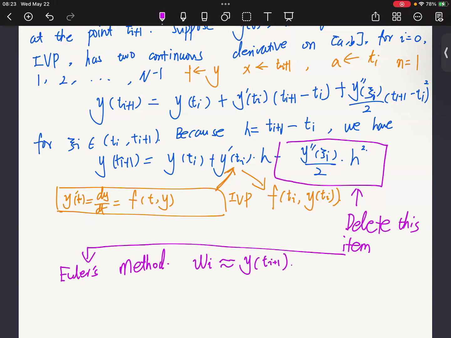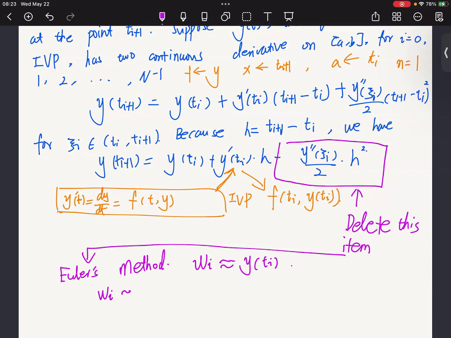And then the w_i satisfies the following: w_i is just the approximation of y evaluated at t_i. And the w_i satisfies the equation that looks like this. The w_{i+1} equals w_i plus f(t_i, y(t_i)), which is just w_i because we use the approximation here, times h. And this is the approximation.